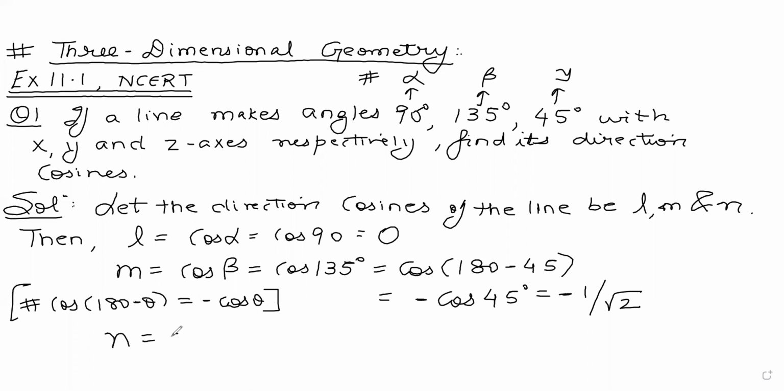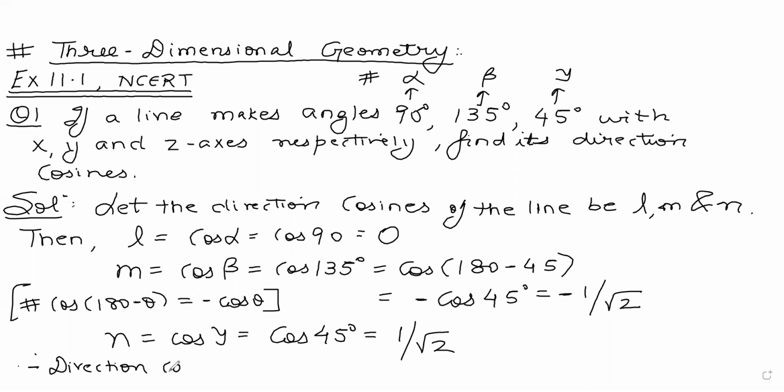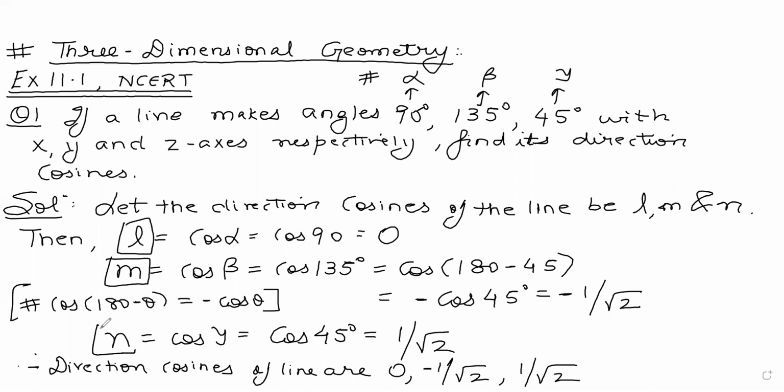And then, guys, my n will be cos gamma. But what is gamma? 45. So cos 45 will be 1 upon root 2. So I can say, therefore, the direction cosines of the line are 0, minus 1 upon root 2, and 1 upon root 2. The direction cosines are nothing but L, M, and N, which are 0, minus 1 upon root 2, and plus 1 upon root 2. Okay, so moving forward, let's look at question 2.